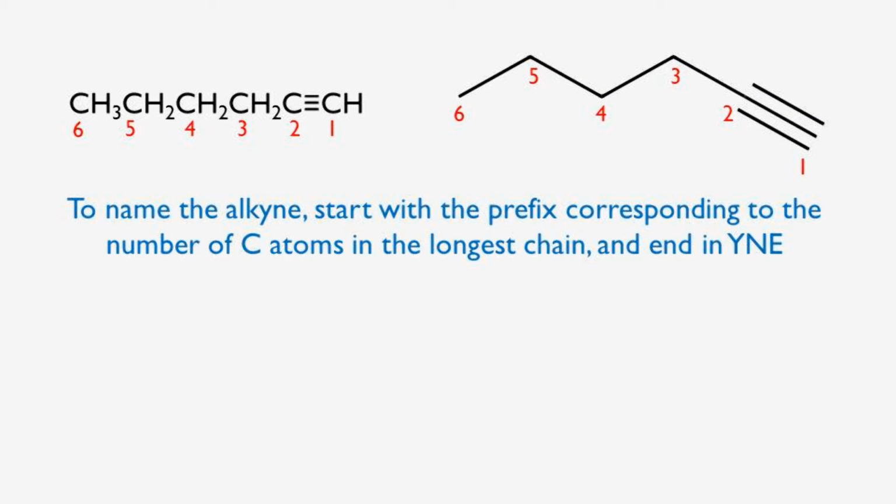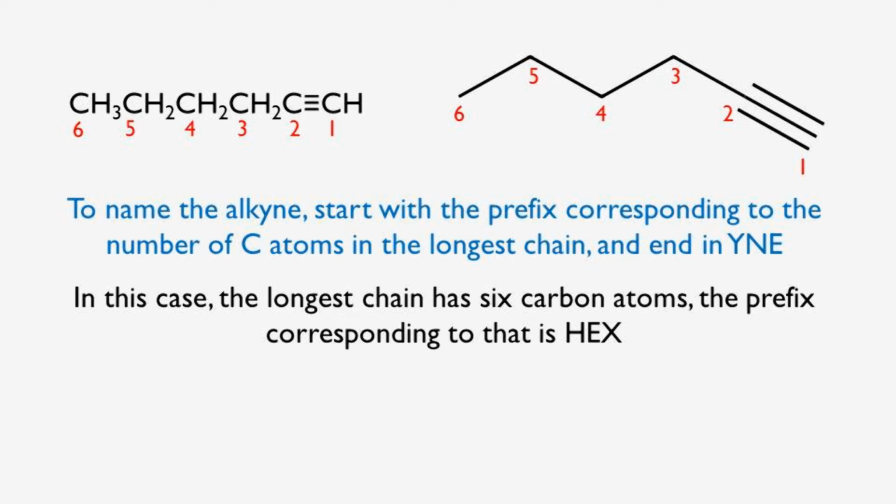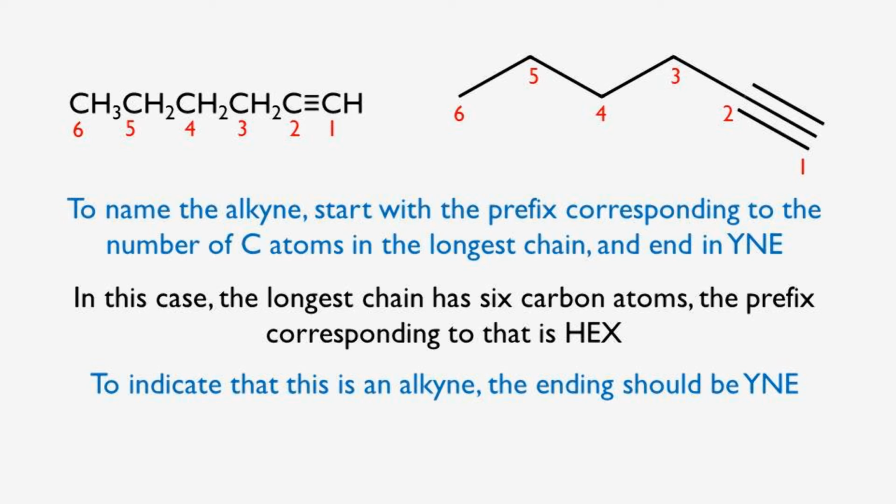Rule number 2. To name the alkyne, start with the prefix corresponding to the number of carbon atoms in the longest chain, and then add YNE to the end. In this case, there are 6 carbon atoms in the longest chain. This corresponds to the prefix hex. To indicate that this is an alkyne, add the ending YNE to hex, and therefore this is a hexyne.